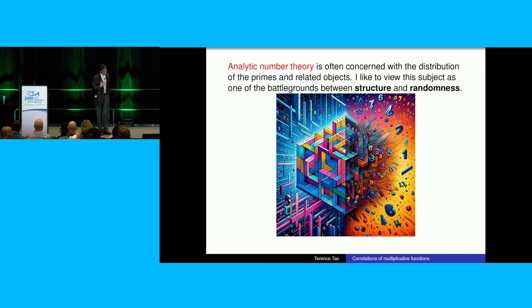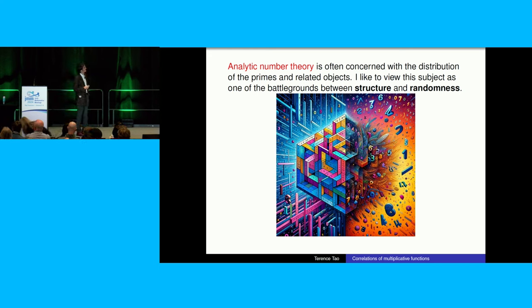And it's because the primes are this funny object that are both structured and random at the same time. Or pseudo-random, if you want to be technical, since the primes are not randomly generated. On the one hand, multiplicatively, they have a lot of rigid multiplicative structure, but additively, they look very random, but we can't prove that in many cases.